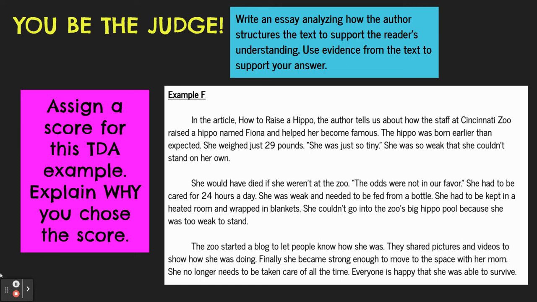And you're going to do that for all of the example essays, and they each have a different letter and they spell Fiona. So as you go through, you're just going to keep adding a score from the rubric and why you gave it the score. And when we are all done, I'm going to tell you what I think the answers are, and see how close you were to the exact answers. So go ahead and do example F, and when you're done, we'll move on to the next example.